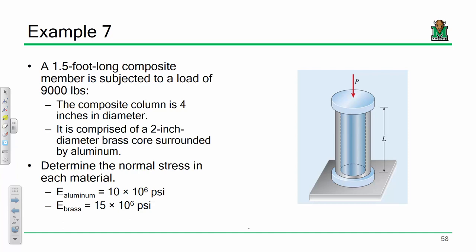Now, the member is 1.5 foot long, and it's subjected to a load of 9,000 pounds. What I want to know is what's the stress in each material. And I've been given the Young's moduli for each of the materials, the Young's modulus for aluminum and the Young's modulus for brass. Okay? So I'm going to use these and these compatibility relationships to solve for this problem.